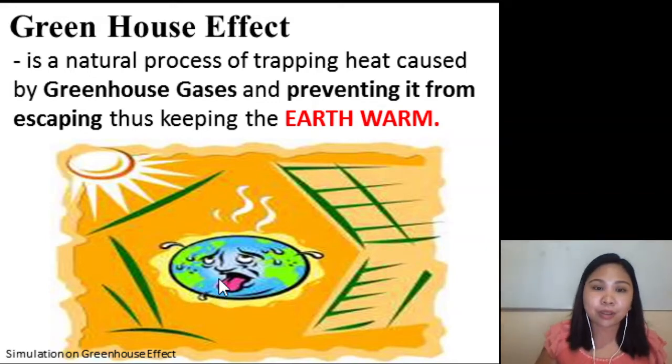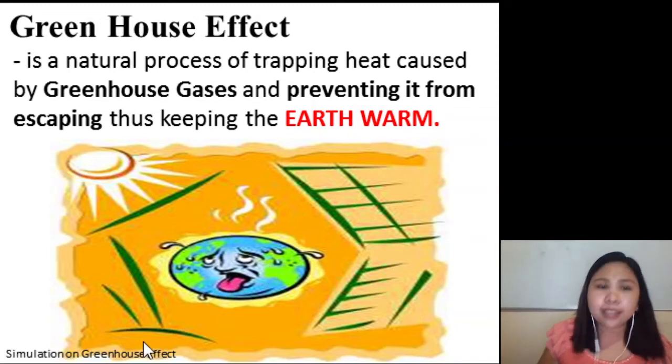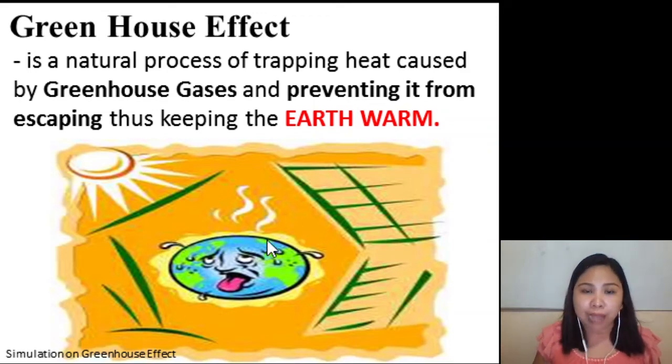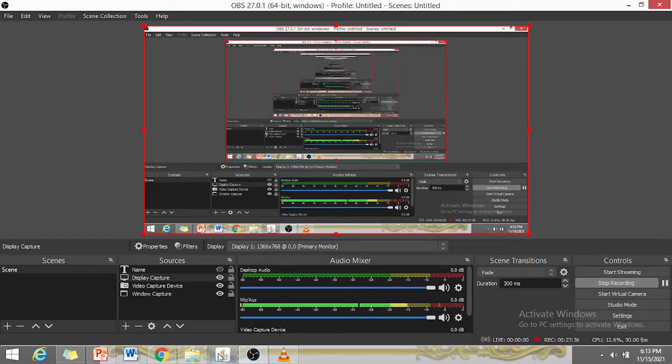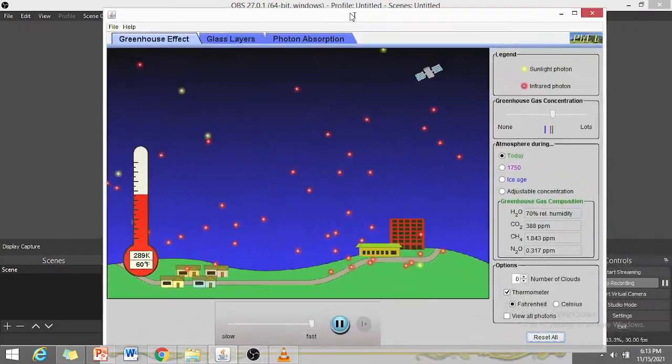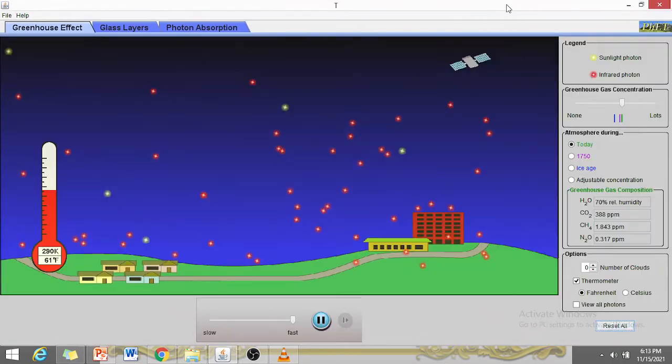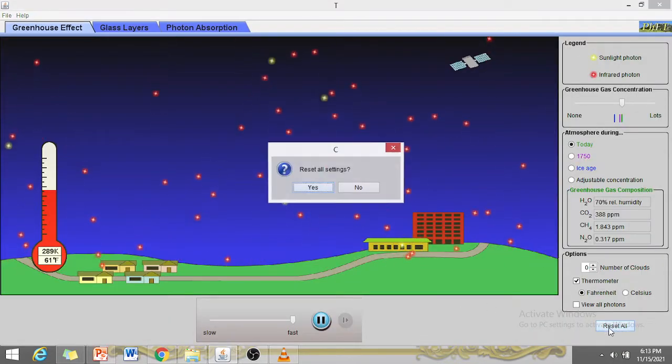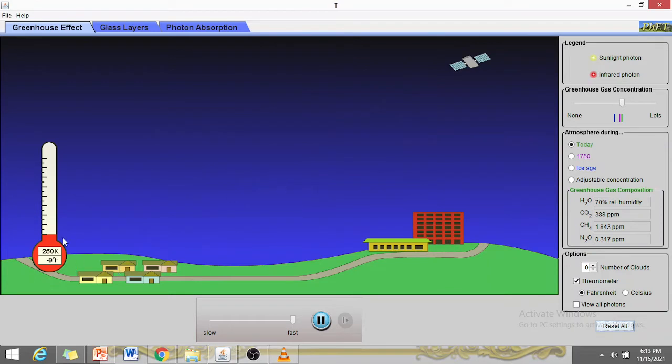Okay? Para mas maintindihan nyo, class, etong greenhouse effect na ito, I'll be showing you a simulation of the greenhouse effect. Paano ba nangyayari etong greenhouse effect na ito? So, mag-share muna ako nitong aking screen. Okay, so tingnan natin. I hope nakikita nyo po, tama ba? Sana nakikita nyo tong animation or simulation. I-reset natin lahat. So, I would like you to take note on the temperature. It's in Kelvin and Fahrenheit.